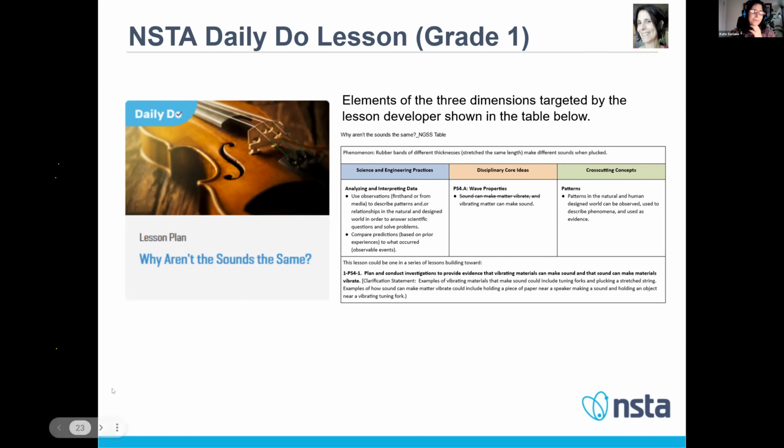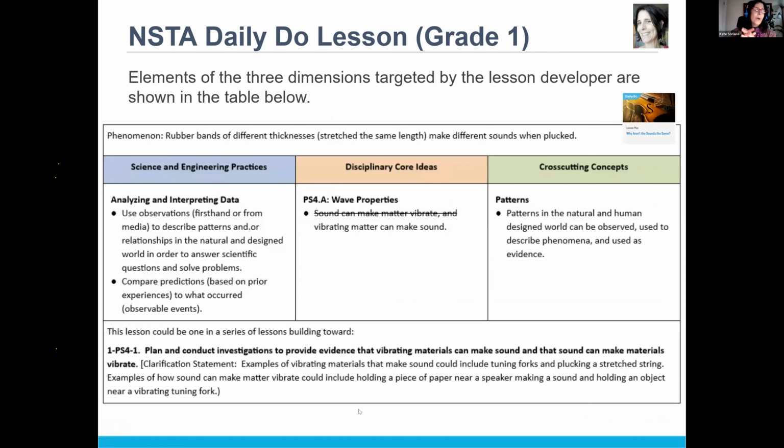When you use the tool, you need 2 things. You need the lesson, and you need to know what the lesson developer claimed are the targeted elements of each of the 3 dimensions. So here in this lesson, "Why aren't the sounds the same?", which we're going to take a little bite of with the Sensemaking tool, here are the claims. The phenomenon that we're putting in front of students is that rubber bands of different thicknesses stretched to the same length make different sounds when plucked.